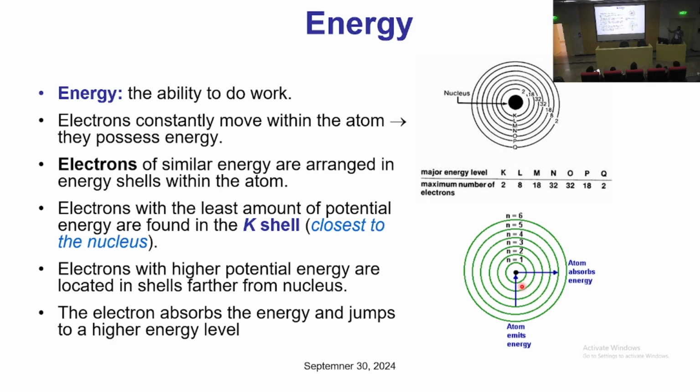So electrons with higher potential energy are located in shells further from the nucleus, and electrons with the lowest amount of energy are found in the K shell, the closest shell. And as I said, electrons absorb energy and jump to a higher energy level. The movement depends on the energy. If they absorb energy, they go away with a higher potential energy. If they emit energy, they lose energy, the potential energy becomes lower, so they jump back. This continuous movement of the electrons is what makes the atom reactive.